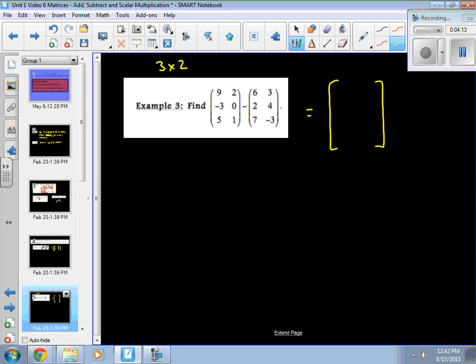So if we subtract 9 minus 6, we get 3. If we keep going and doing similar thing here, 2 minus 3 is going to give us a negative 1. And then you keep going. If we do negative 3 minus 2, be careful when you're subtracting a number from a negative. It should be even more negative. That's going to turn out to be negative 5. And then we keep going. 0 minus 4 is going to be negative 4. 5 minus 7 is going to be negative 2.